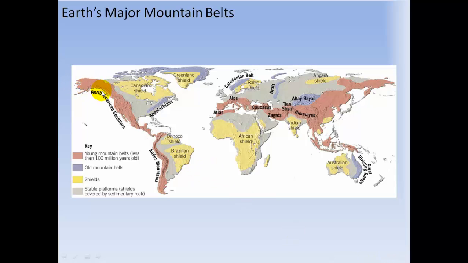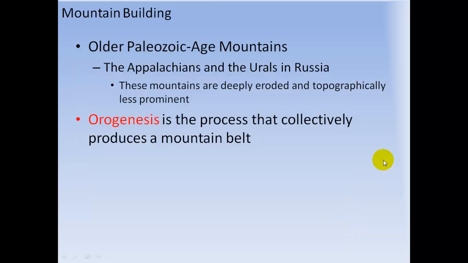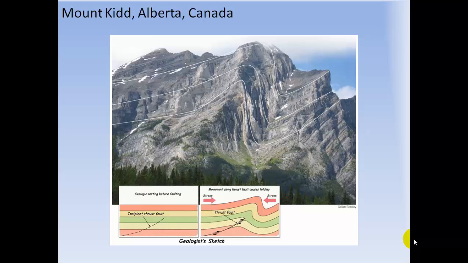These reddish mountain belts are young mountains, typically very high and rugged. These purple mountain belts are older, more worn down mountain belts. For older Paleozoic age mountains, the Appalachians and the Urals in Russia, these mountains are deeply eroded and topographically less prominent. Orogenesis is a process that collectively produces a mountain belt.